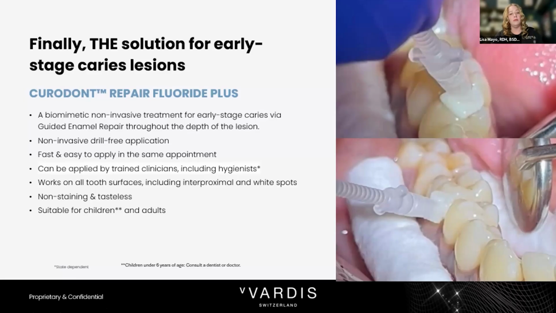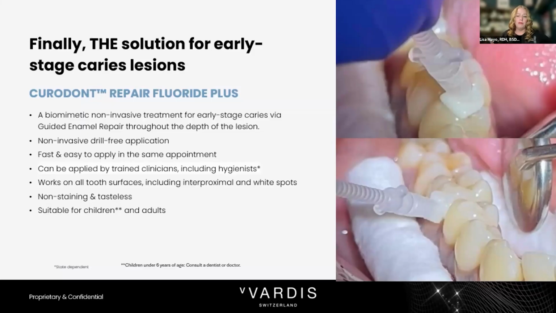It works on all enamel surfaces, so whether that's occlusal, like you see pictured here on the top right, or interproximal, so you see that in the bottom right image, applying Curodont Repair Fluoride Plus into that embrasure space, and it can be used on all smooth surfaces. So that orthodontic patient that I was just showing you, Annie, is a patient that did undergo guided enamel repair, and they were able to avoid debanding that kiddo and taking off the braces and able to heal up those demineralized areas with a one-time application.